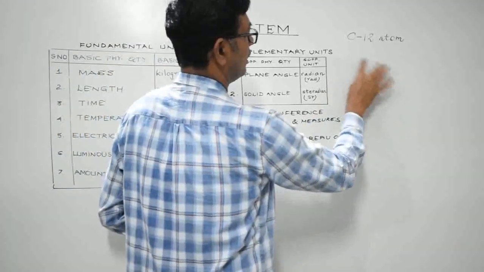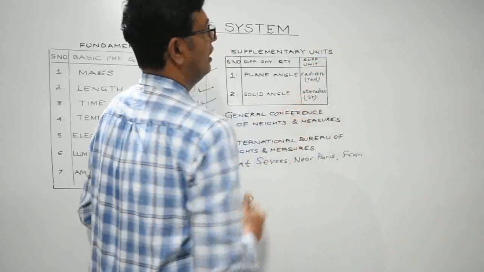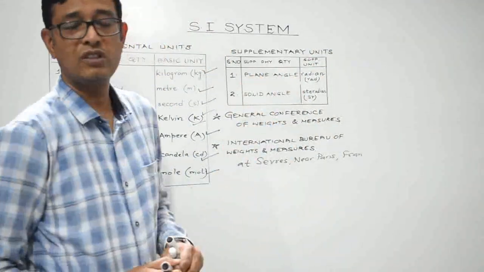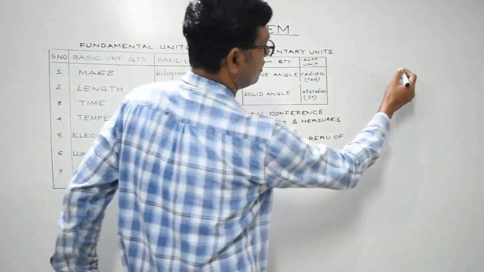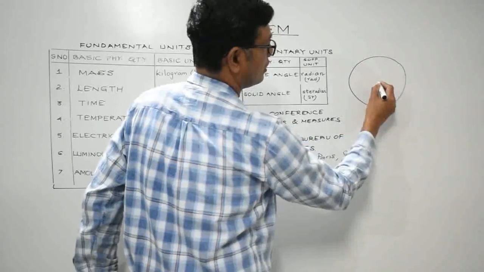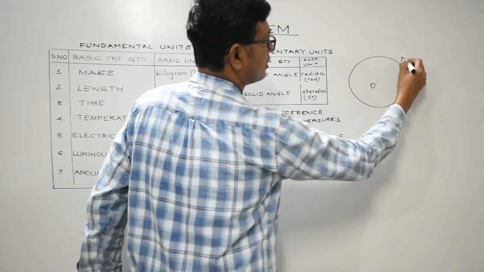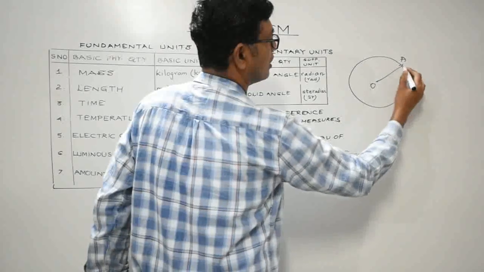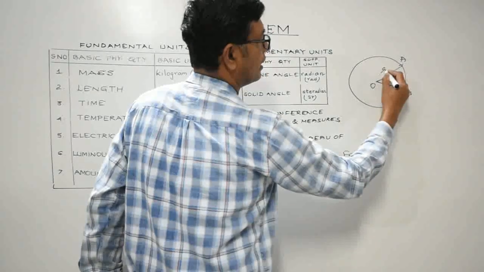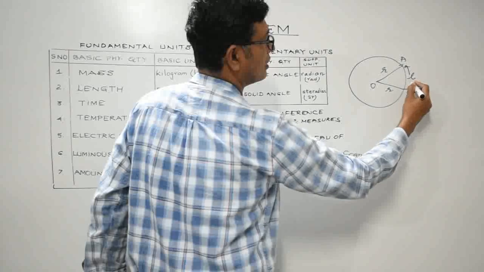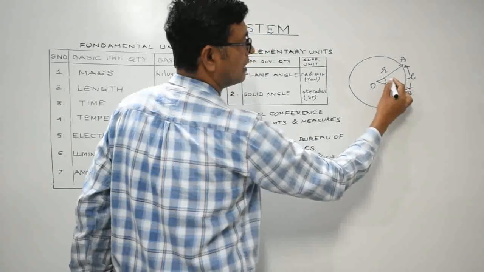One is the radian, the other one is steradian. As I told you, this is a term which we make use of in 2 dimensions, like a circle. This is a circle. This is the center. This is the arc. Suppose the circle is of radius r, and let us consider the length of this arc is L. This is the angle subtended by the arc.